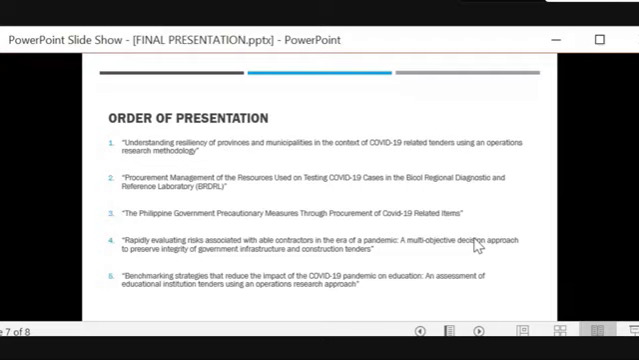Fourth, rapidly evaluating risks associated with able contractors in the era of a pandemic: a multi-objective decision approach to preserve integrity of government infrastructure and construction tenders. And last but not the least, benchmarking strategies to reduce the impact of the COVID-19 pandemic on education: an assessment of educational institution tenders using an operations research approach.